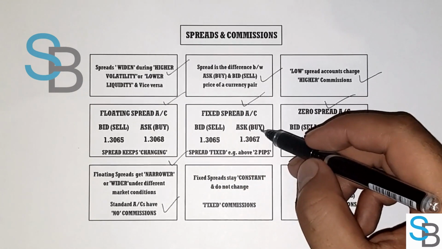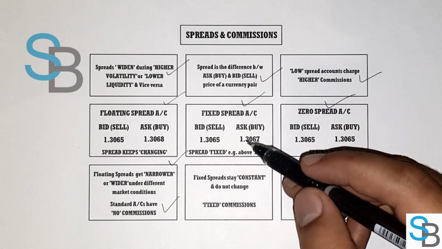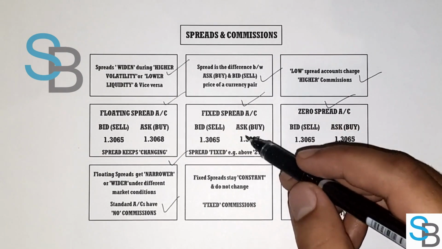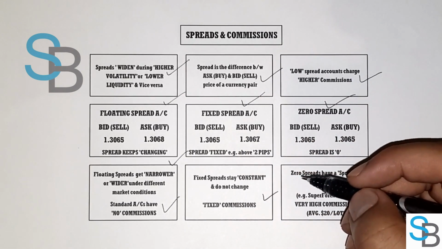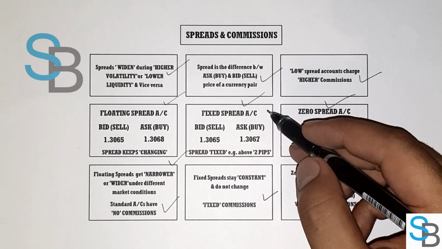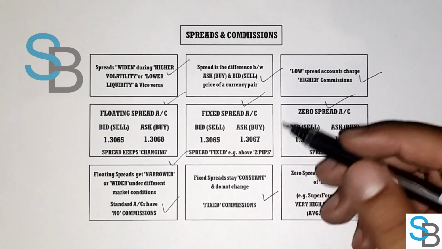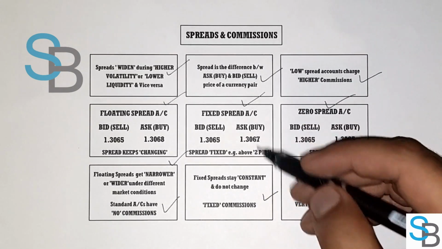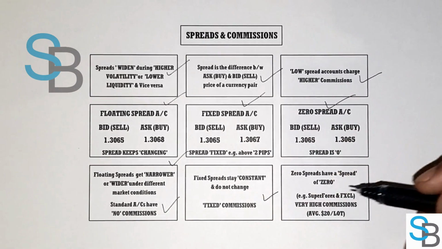In a fixed spread account, as the name indicates, the spread is fixed. So it's not changing all the time, rather it's always constant. And they also have fixed commissions. So if the ask and bid price have a difference of a fixed spread of 2 pips, as soon as you buy, you lose 2 pips, which becomes your broker's profit. So it's a very carefully crafted system through which Forex brokers earn from their clients.